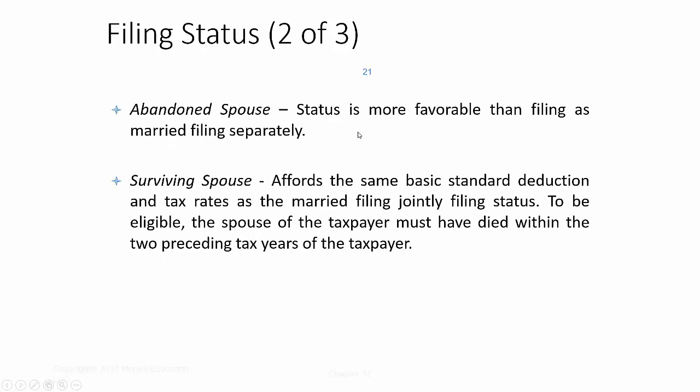Abandoned spouse, by definition, according to the IRS, status is more favorable than filing married filing separately. So that's what I was mentioning here. If you file as head of household, that may be because your spouse does not work, then having a head of household because of an abandoned spouse will actually give you that extra cap in your standard deduction, and that may significantly impact taxes by a couple $1,000 depending on your marginal tax bracket. And the surviving spouse, as the name suggests, affords the same basic standard deduction and tax rates of married filing jointly status, but to be eligible, the spouse must have died in the tax year or within the preceding two. So you get a 2-year window in order to actually capture that.